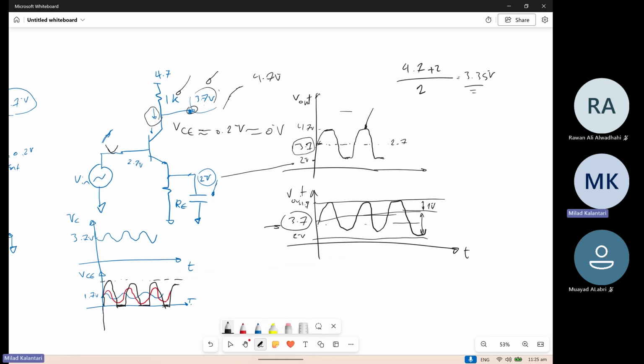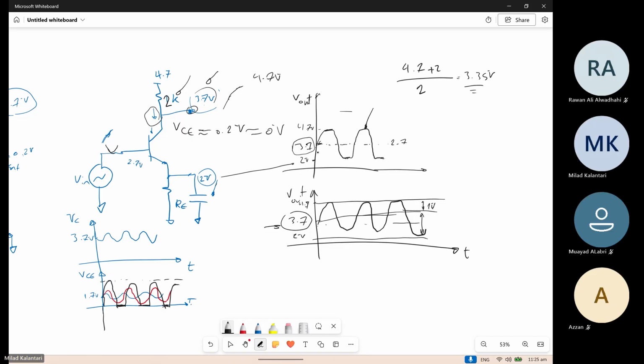So what if I increase this 1 kilo ohm to 2 kilo ohm? Actually, I'm reducing this voltage even more, right? The DC will come down to 2.7 volt, right? The gain is increased, but the DC drops to 2.7. And then the signal will clip earlier from the bottom. Do you see it?